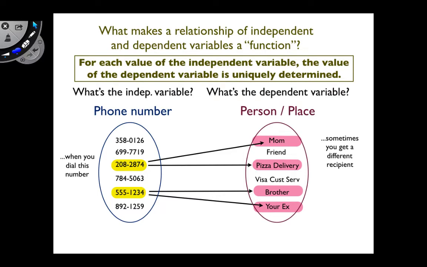if one value of the independent variable can lead to one of two or more different results, although maybe that's something that you want in certain cases, that's not really what you want with your phone, correct? You want your phone, you dial one number, you get one person. So you don't want to accidentally get your ex instead of your brother. That'd be an unpleasant day.